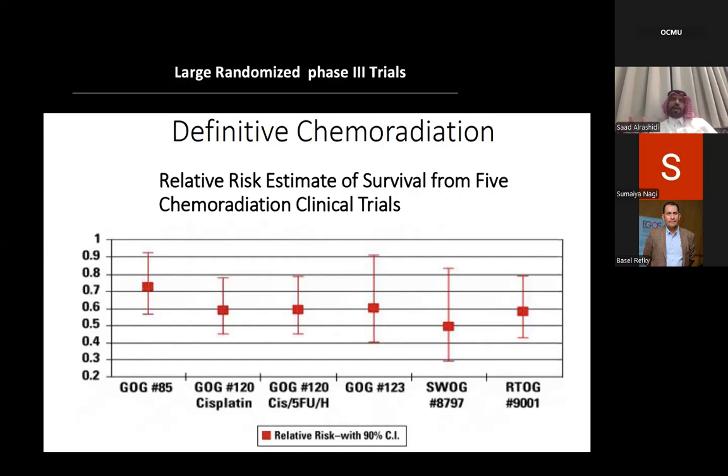So with the locally advanced, what I need you to remember is there is a meta-analysis, but just to reassure everyone when you are talking about evidence-based medicine, there are many trials: the GOG trial, the SWOG, the RTOG as well, all randomized trials that showed the benefit from chemoradiation since 1999, giving a minimum of 10% overall survival benefit if you do chemoradiation for locally advanced disease.